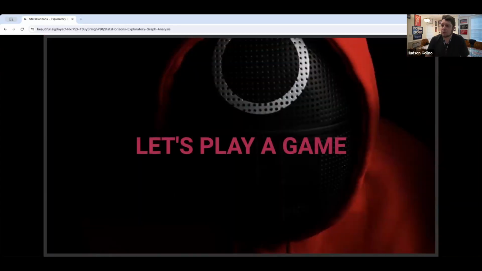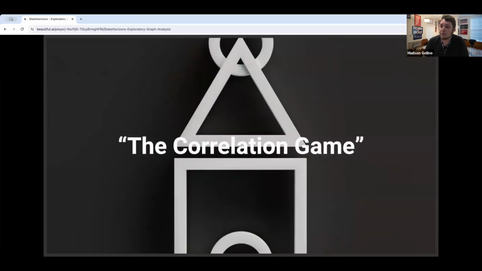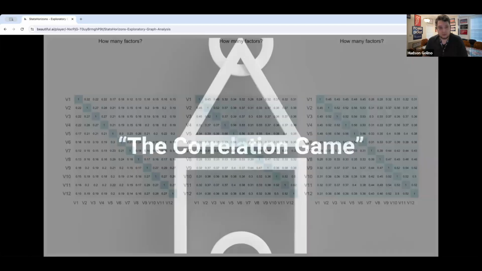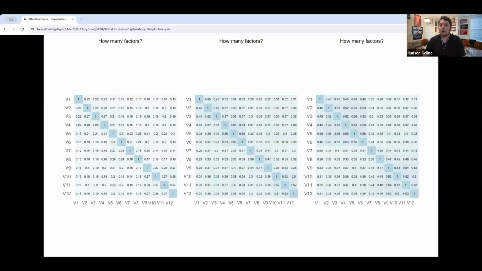Okay, so let's start with this intuition development by playing a game. I call this the correlation game. So you have here in front of you 3 correlation matrices visualized as a heat map. Let's start with the correlation matrix to your left. How many factors do you think there are underneath or embedded in this correlation matrix? Can you guess?